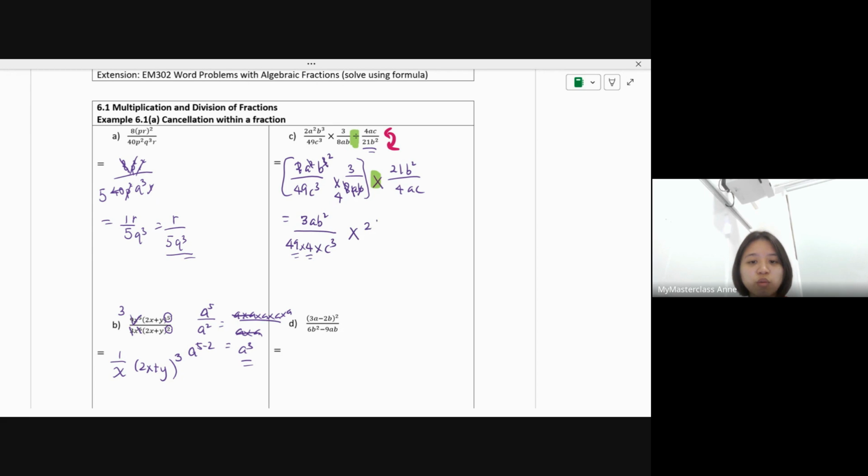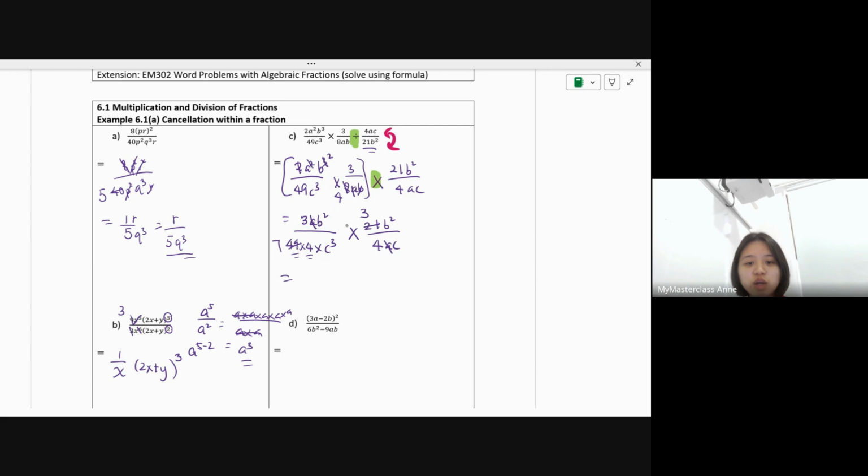Then I do 21b² over 4ac. Now 3 and 4, nothing. 21 and 4, nothing. 21 and 49, yes, I have a common factor of 7. So 3 times 7 and then 7. So I get 3, so on top I get 9. a and a can cancel out. Do the cancellation of numbers first, then we do the unknowns. So a and a can cancel. b², nothing to cancel at the bottom.